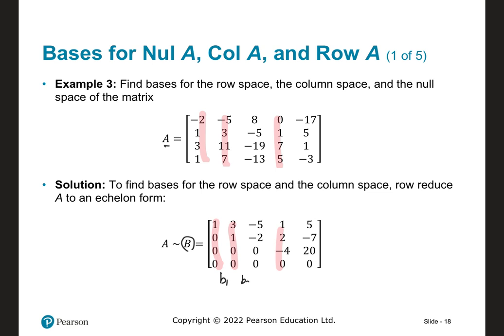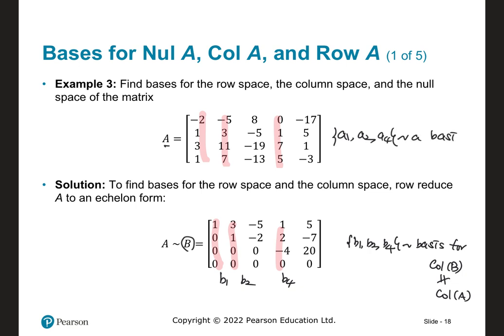So B1, B2, and B4 will form a basis for the column space of B matrix. So B1, B2, B4 is a basis for the column space of B. But that column space of B is different from column space of A. And if you want to find the basis of column space of A, you need to choose A1, A2, A4. So that will be a basis for column space of A.